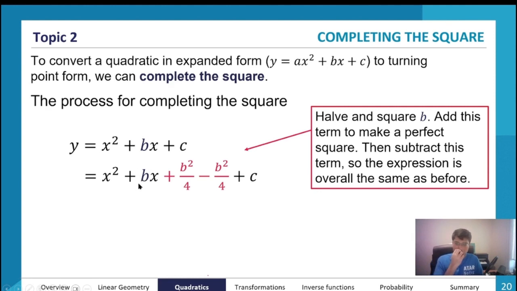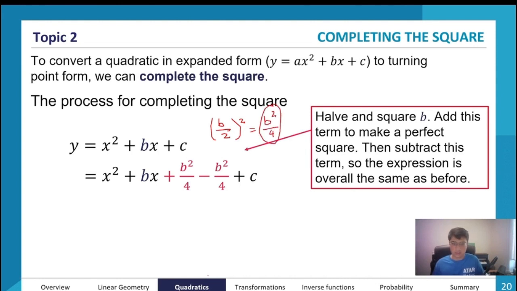Then what we do is, oh no, sorry. Okay, so you take the b term, you divide it by 2, and then you take that entire expression and you square it. So that would look like, if I just draw it out here, we have b over 2 squared. Obviously, simplifying that, it leaves us with b squared over 4.